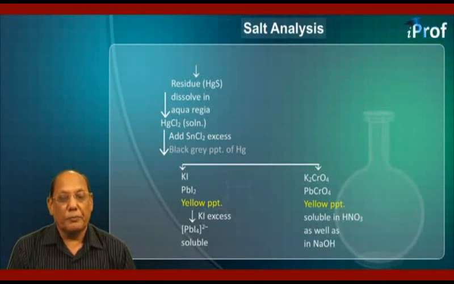For confirming the presence of mercuric ions, we now deal with the first residue of this subgroup. It was that of mercuric sulfide HgS that gave us a black precipitate. Dissolve mercuric sulfide in aqua regia, so we get HgCl2 solution. To this solution we add SnCl2 in excess. As a result of the reaction we get black grey precipitate of mercury.